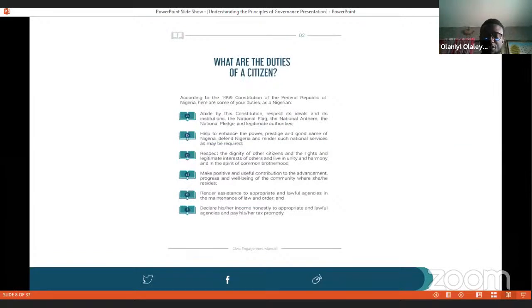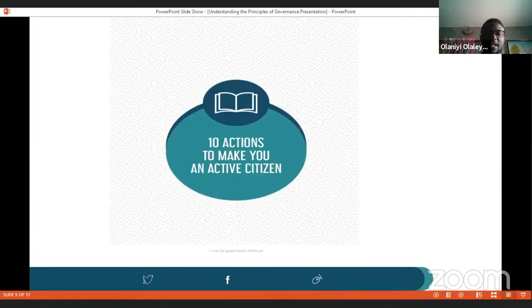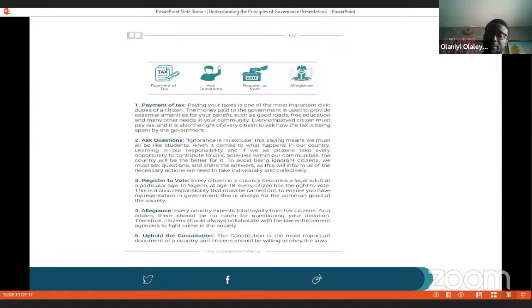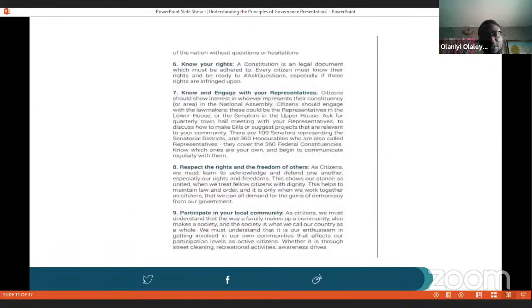And she has also talked about the rights and duties of a citizen. So what are the 10 actions that will make you an active citizen? I think she has also talked about that. Payment of tax, ask questions, register to vote, allegiance, and uphold the constitution. I will still be sharing these presentations to everybody that may need a copy to read through.